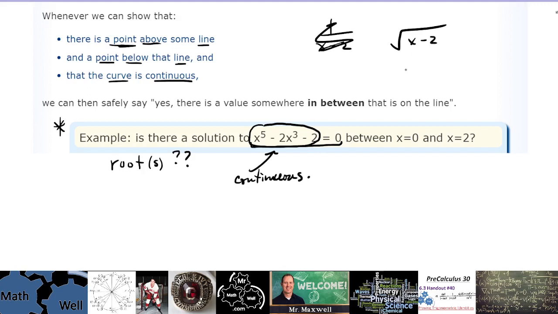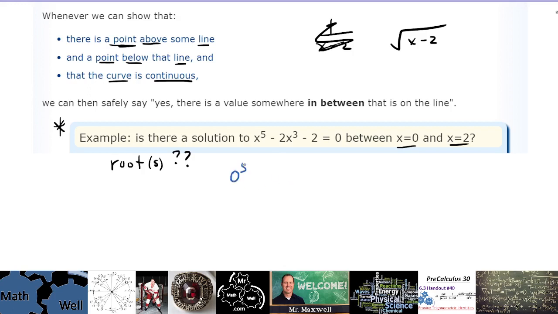So on any interval, a polynomial, if it's just x to the power of whatever minus x to the power of whatever, is always continuous. So polynomial functions are always continuous. We got that figured out. So what I'm going to do is find out what the value is when 0 is plugged in here and when 2 is plugged in here. Let's see what happens.